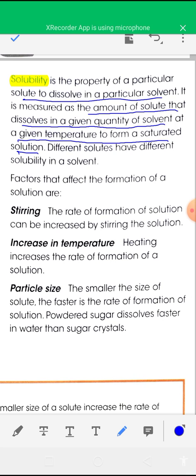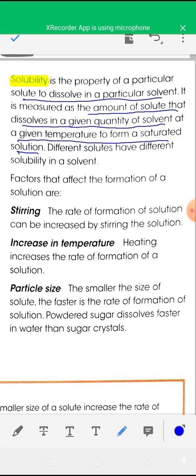It is the amount of solute that dissolves in a given quantity of solvent at a given temperature to form a saturated solution. Suppose 20 gram of salt is dissolved in 100 gram of water to form a saturated solution at a specific temperature. Then 20 is the solubility of salt.